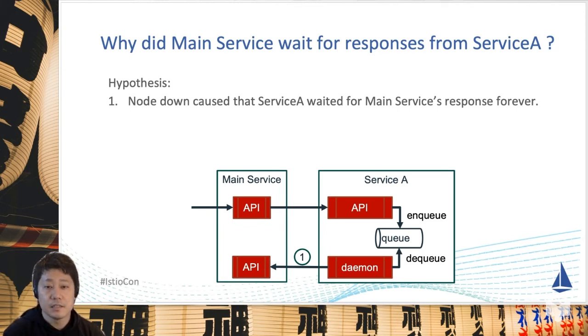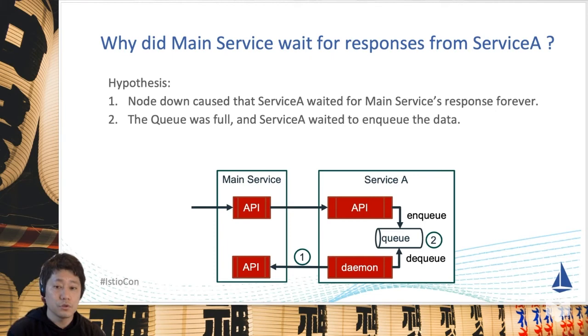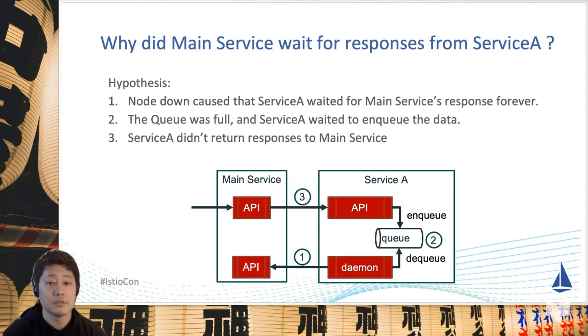In that case, since the queue data is no longer consumed, it is considered that the app's queue gradually became full and the processing of the API of service A, pushing the data to the queue, was also waiting. As a result, service A's API may no longer be able to return a response to main service. Both main service and service A didn't have the proper timeout settings when calling the API, so this hypothesis was entirely possible.